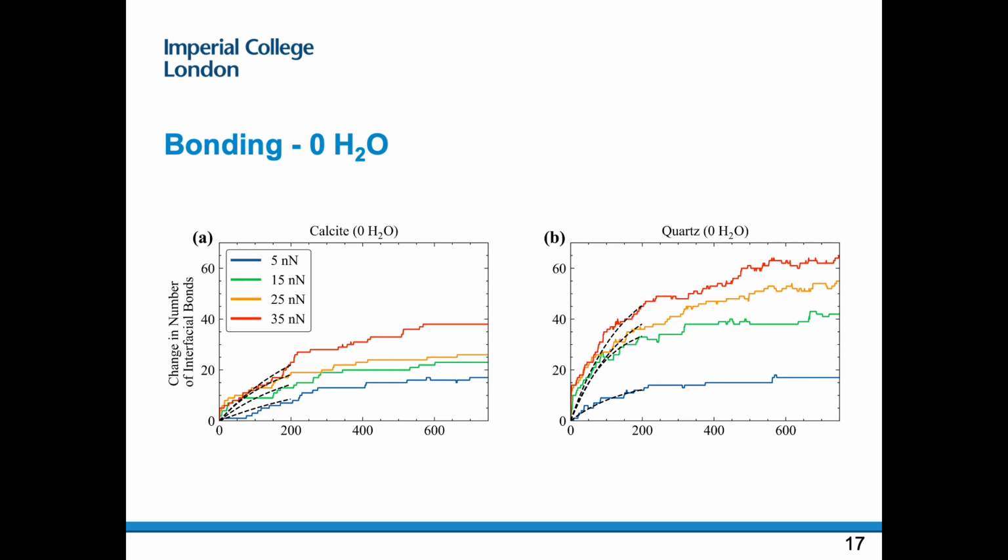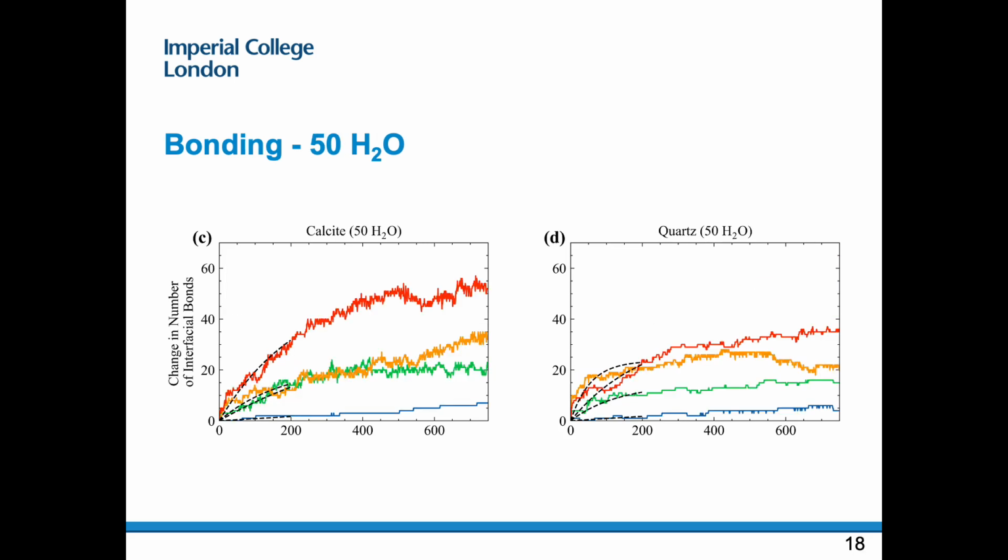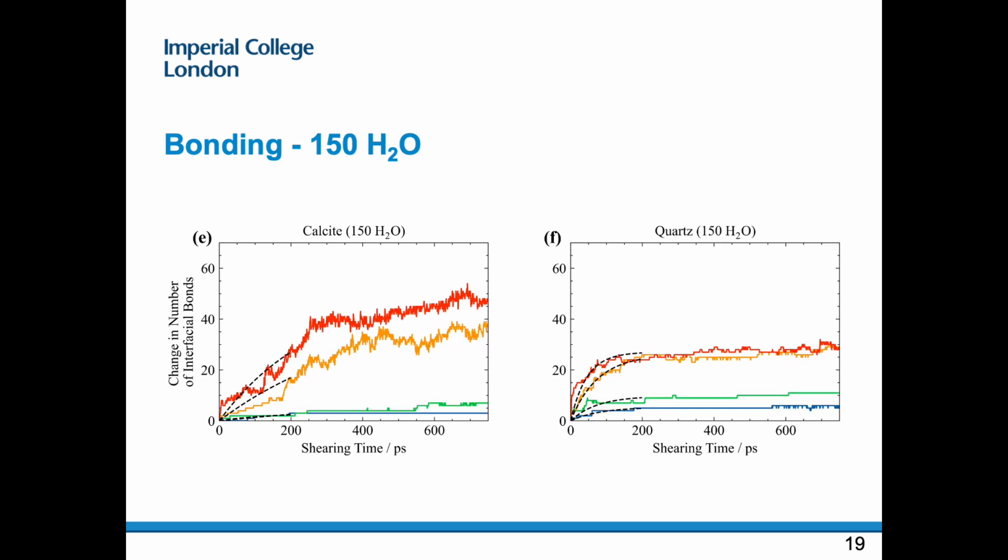In a stress-assisted thermally activated process, the activation energy, which determines the rates and reaction pathways, is reduced by the application of stress. The black dotted lines show the initial rate fittings to the Arrhenius equation we saw previously. Here we can see the same procedure as before. Note that with the introduction of water, fewer interfacial bonds form for diamond on quartz than for diamond on calcite. Again, I'm just emphasizing the accuracy of our fits in estimating reaction rates for these interfacial bond formations.